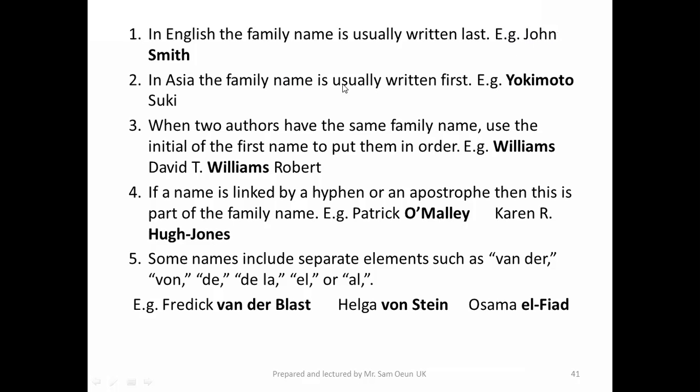In Asia, the family name is usually written first. Yokimoto Suki. When two authors have the same family name, use the initial of the first name to put them in order. William, David T., William, Robert. If a name is linked by a hyphen or an apostrophe, then it is part of the family name. Some names include separate elements such as Van, Von, Della, Al, or El.